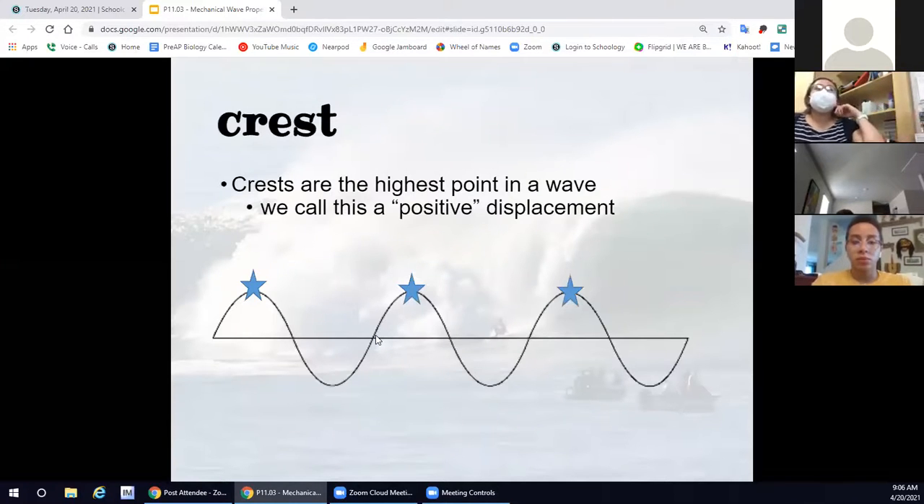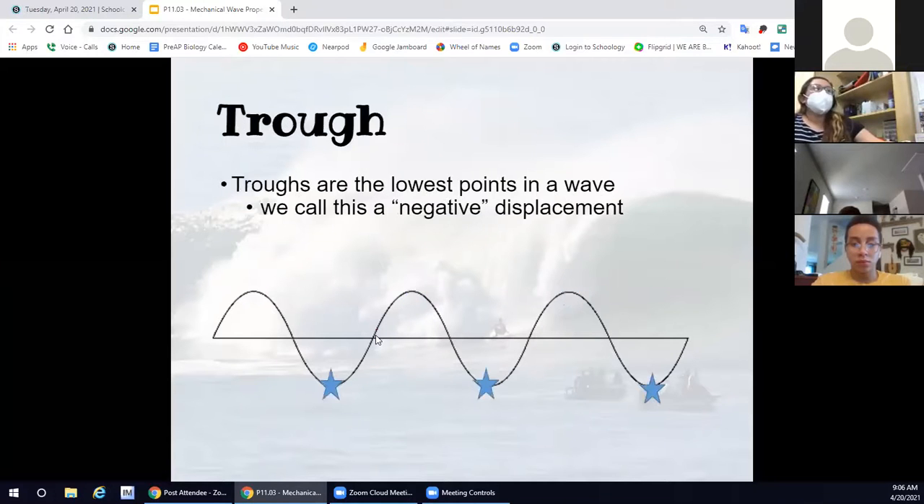So crests are going to be the highest point in a wave, and we're going to call this a positive displacement. Crests are at the top. They're always going to be at the top. That's how crests work. Troughs are going to be at the bottom part. These are going to be the lowest part of the wave, and we're going to call this a negative displacement. So crests are at the top, troughs are at the bottom.